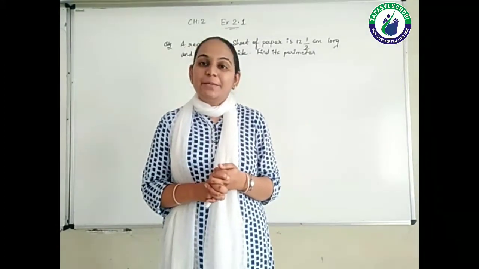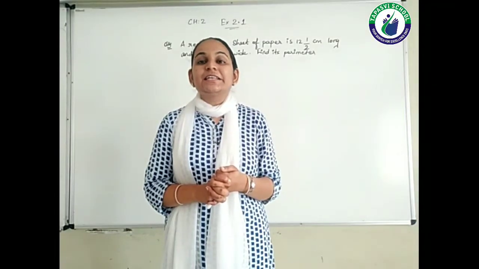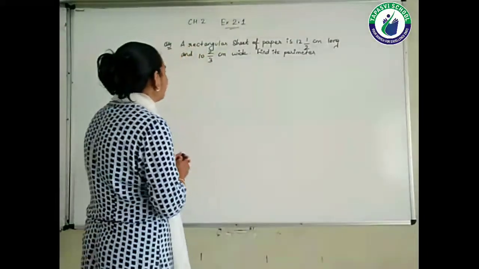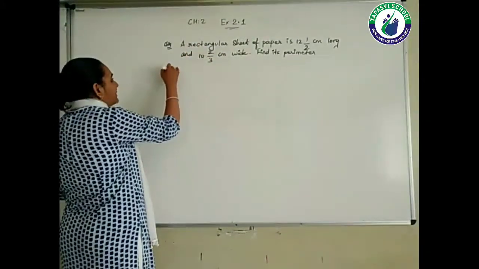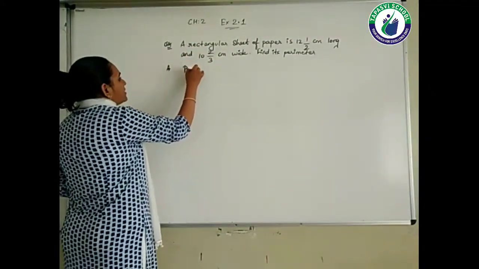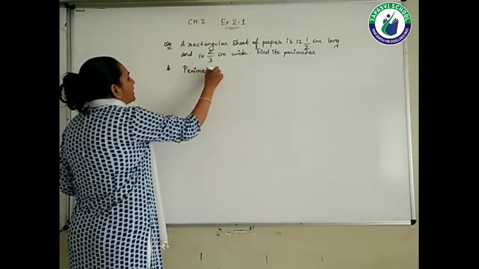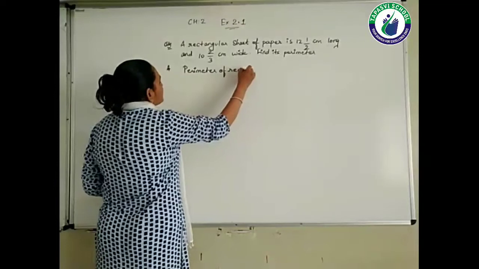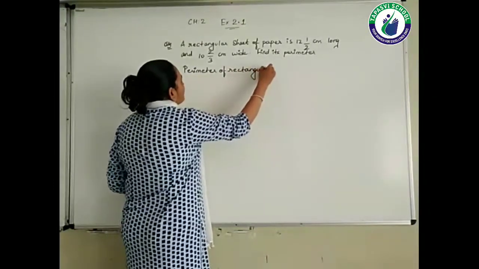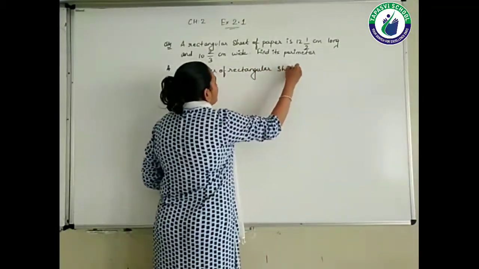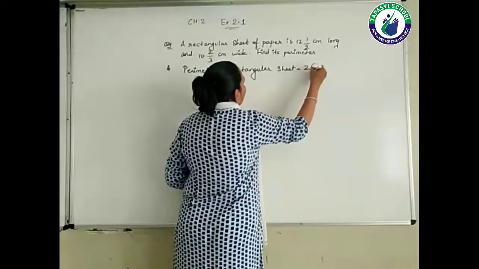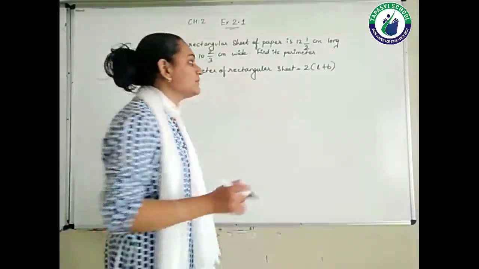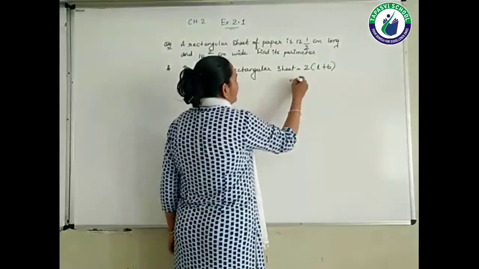The perimeter of a rectangle formula is 2 bracket L plus B. First of all, I am writing the formula, then we can calculate. So we have to calculate the perimeter of this rectangular sheet. So perimeter of rectangular sheet is equal to 2 bracket L plus B. Right, students? Now let's see the calculation.